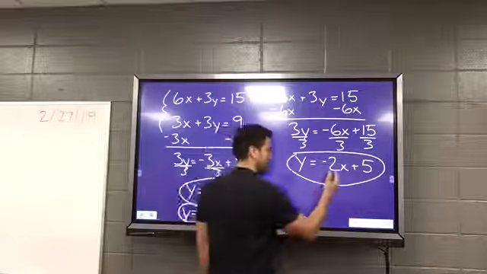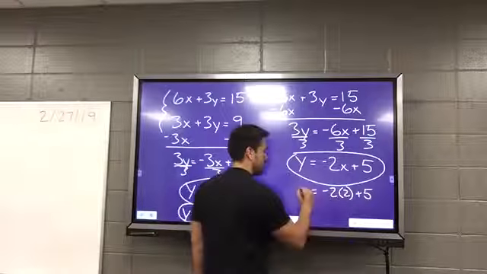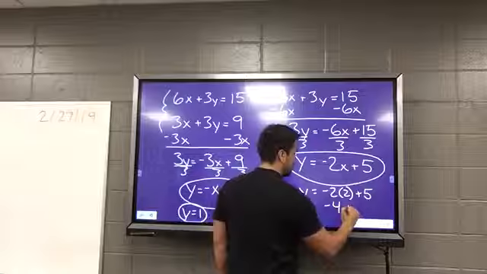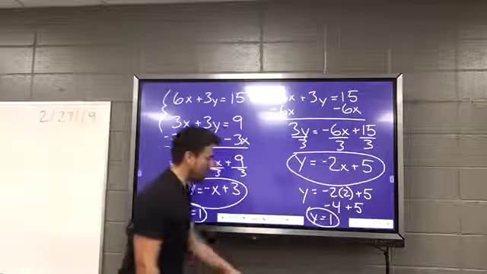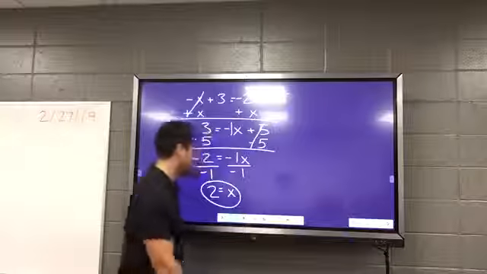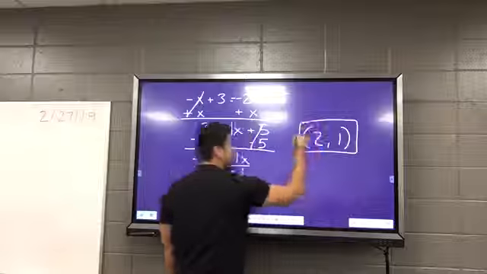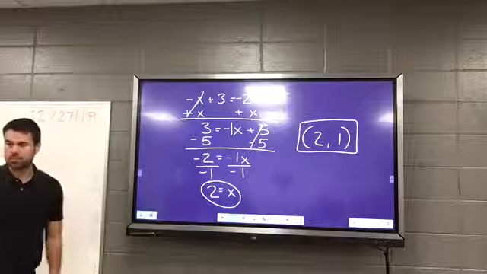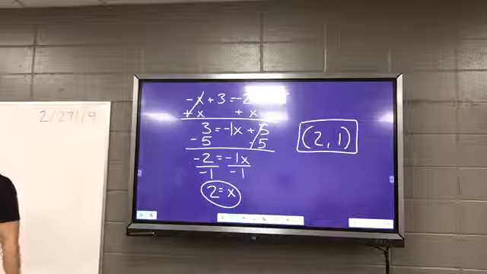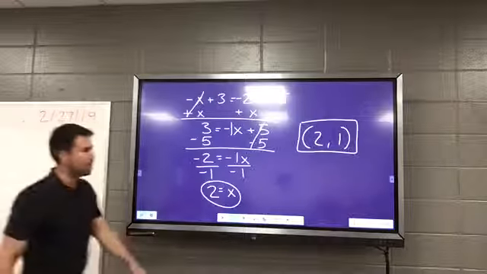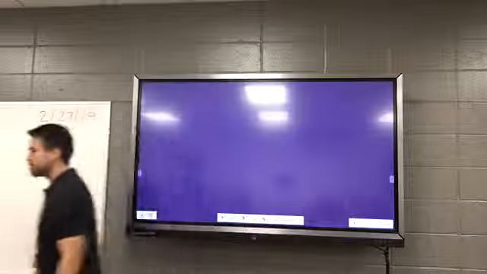And if you're like, wait, but what if you use this one? What's negative 2 times 2 plus 5? You get negative 4, good, plus 5. You get y equals 1. What's my final answer? 2, 1. If you graph these two lines, where are they going to intersect? 2, 1, right there. And you can find that out mathematically or with a graph. Yesterday was a graph, today is a process we call substitution.